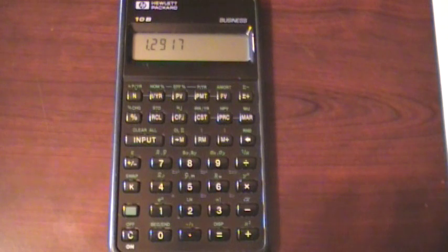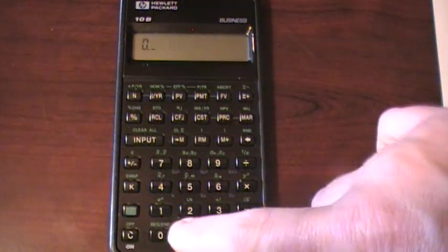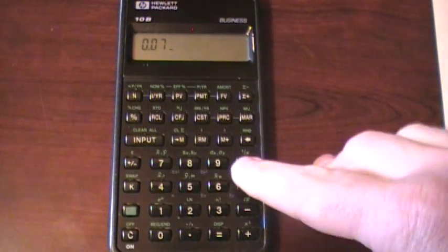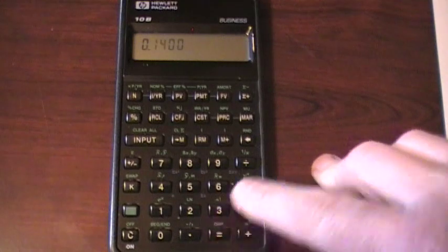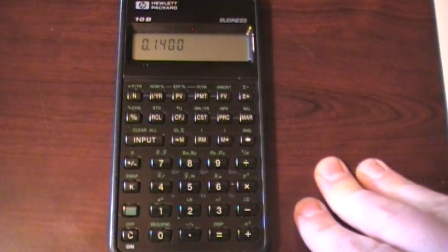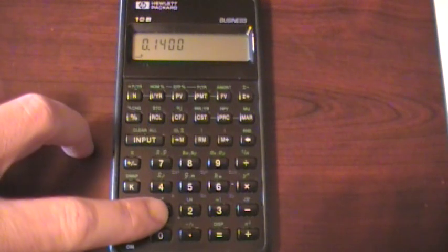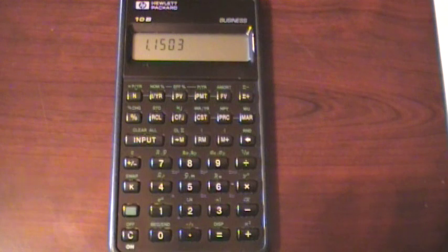So let's say we have $100 in an account for 2 years, continuously compounded at 7%. We first have to take the interest rate as a decimal, or 0.07, and multiply it by the number of years we leave it in the account. So times 2 gives 0.14. Then we're going to hit our shift button and then hit the number 1, which is e to the x, to get our future value interest factor of 1.1503.